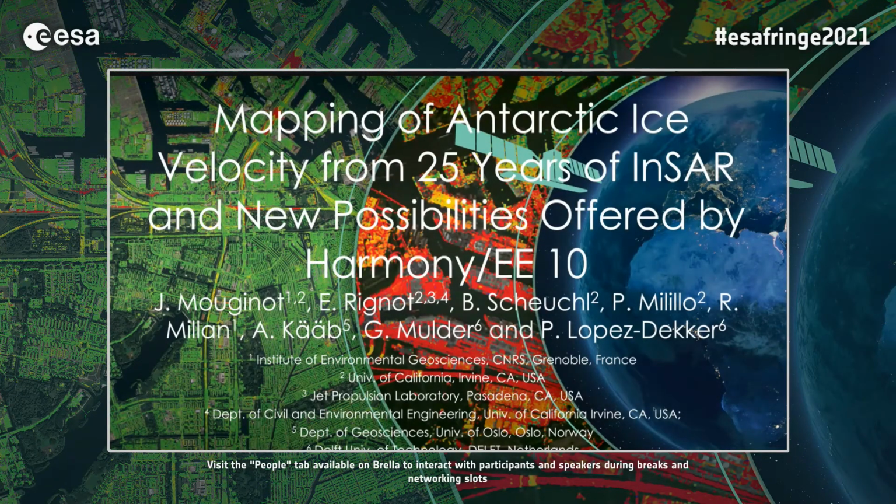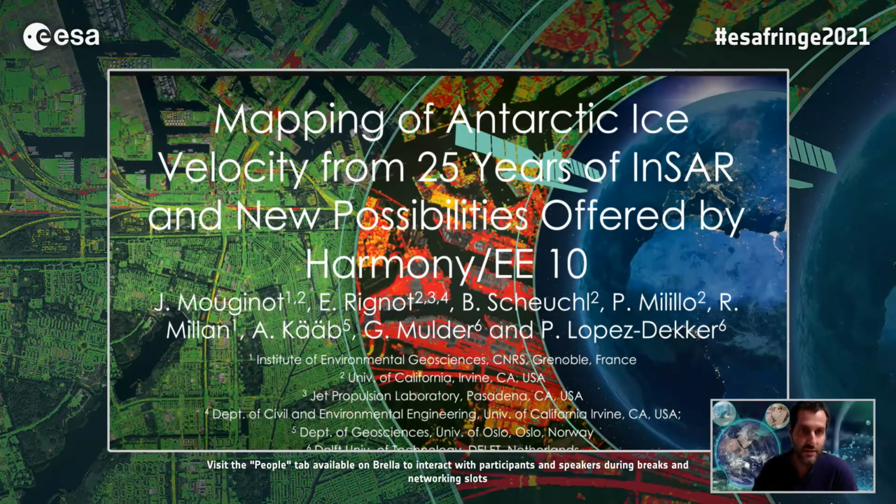All good, yeah. Okay, so I want to present my result on mapping Antarctica ice velocity using InSAR data. Very similar to what Thomas showed for the Greenland ice sheet, and then I want to move to the possibilities that will be offered by the Harmony mission, an Earth Explorer 10 candidate. This work has been done in parts at the University of California and in parts at CNRS in France, and also with collaborators from the Harmony mission.